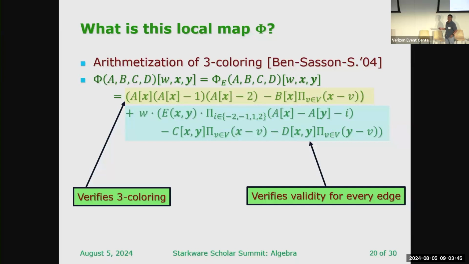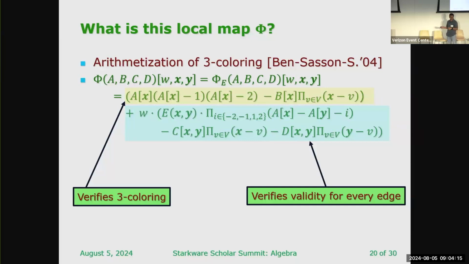This is a 3-coloring of the vertices. This polynomial is some degree 3n polynomial, which has to be 0 in n places, where x is for all values of A of v, for v in capital V, it should be 0. This condition verifies that this holds.